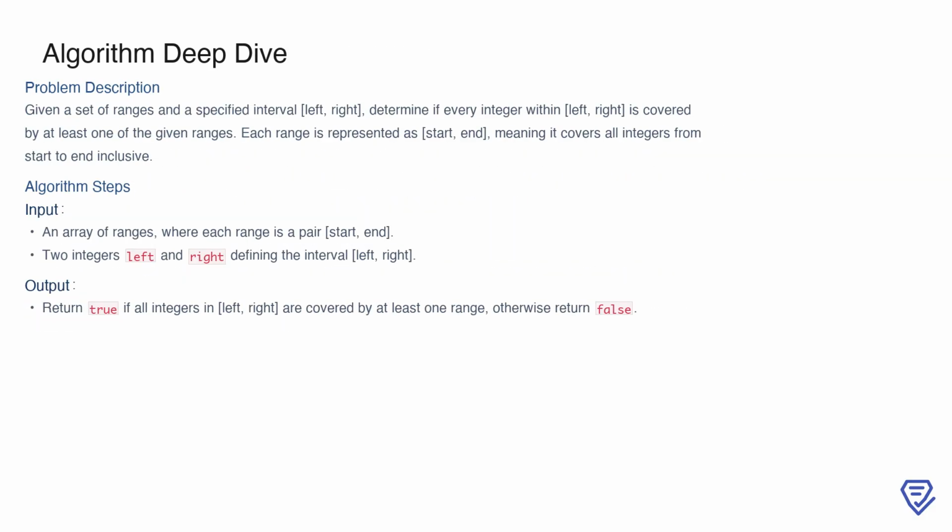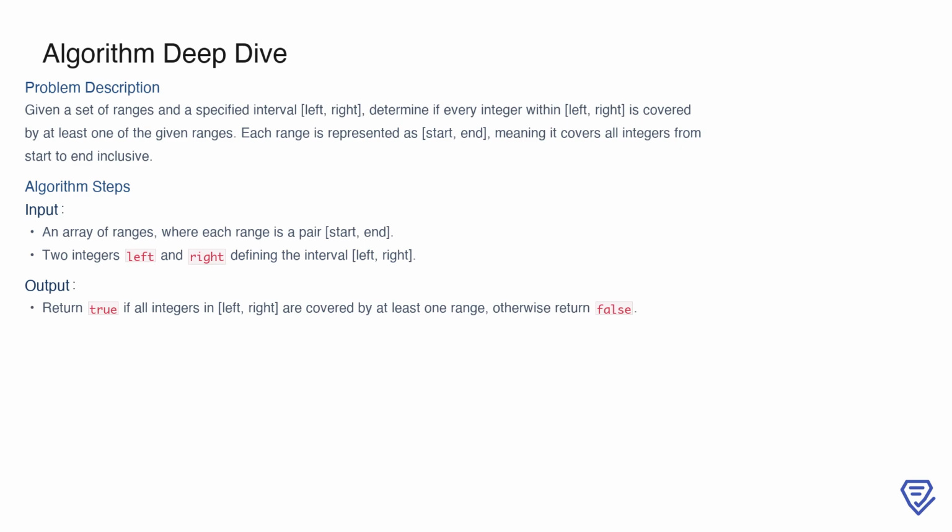In this problem, we are tasked with determining whether every integer within a given interval, defined as [left, right], is covered by at least one range from a set of ranges. Each range is represented as [start, end], meaning it includes all integers from start to end, inclusive. For example, if one of the ranges is [3, 5], it covers the numbers 3, 4, and 5.